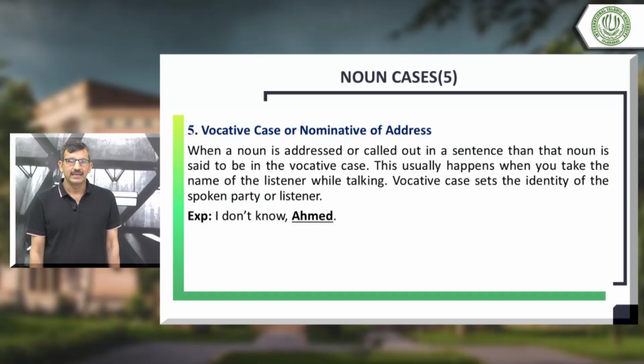The last case of noun is vocative case or nominative of address. In this case, a noun is addressed or called out in a sentence. This is called vocative case or nominative case. For example, I don't know, Ahmed. So, Ahmed is vocative or nominative of address in this sentence.